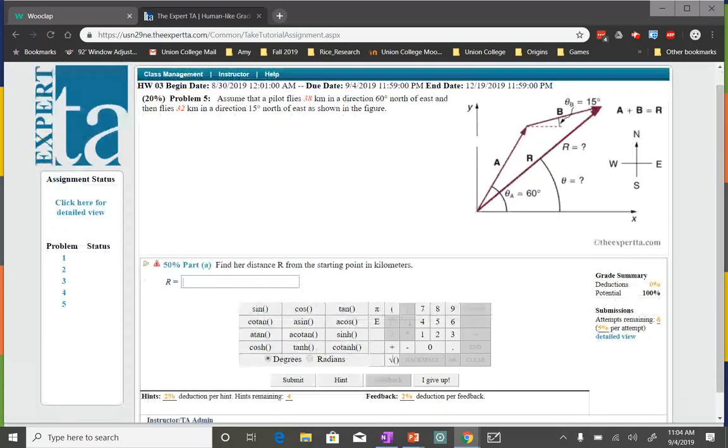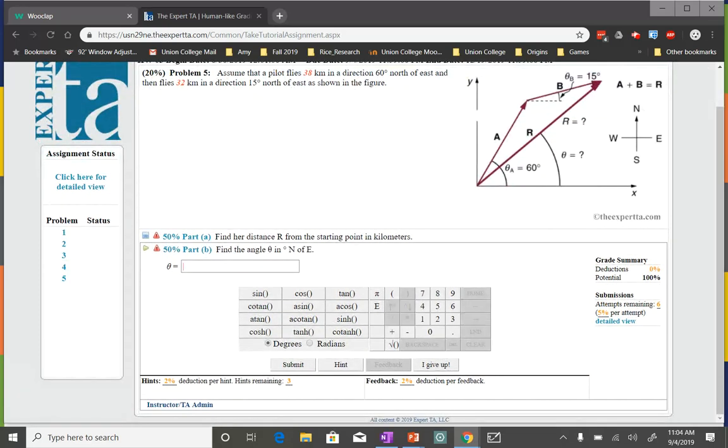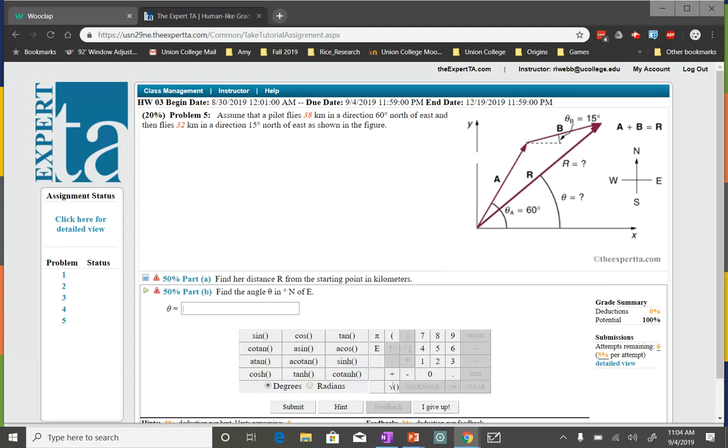So we have this person who is flying, and we're asked to find the distance of the resultant and the angle of the resultant.